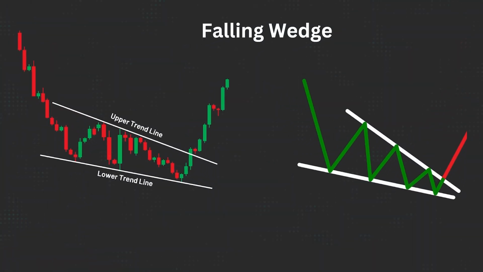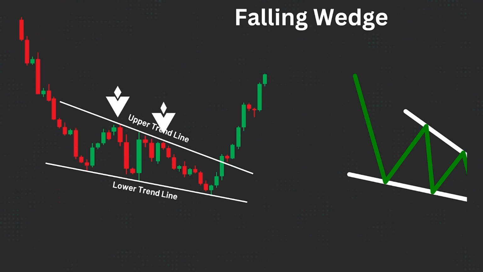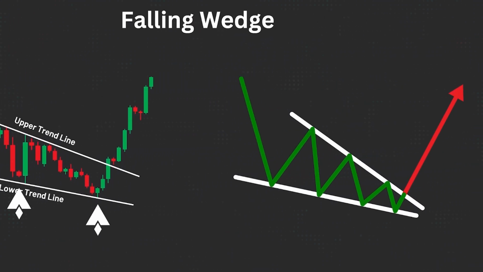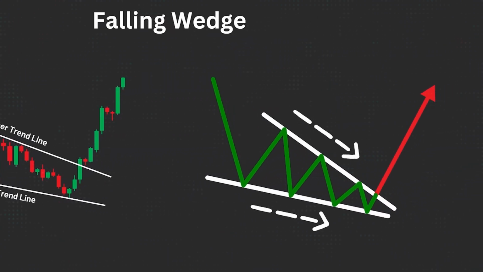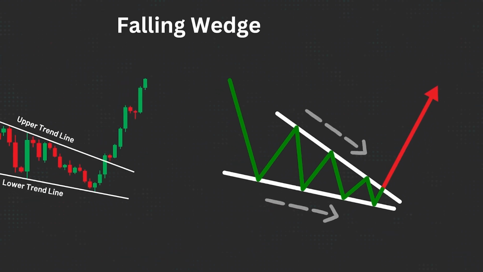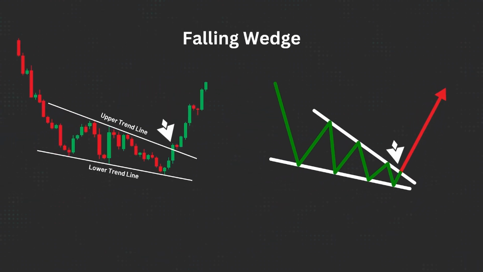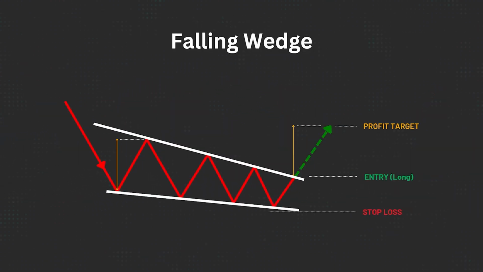It's a bullish pattern that forms when the price is making lower highs and lower lows, but the range narrows, signaling that sellers are losing control. This pattern is confirmed when the price breaks above the upper trend line of the wedge. The optimal trade for the falling wedge is going long when the price breaks and closes above the upper trend line.